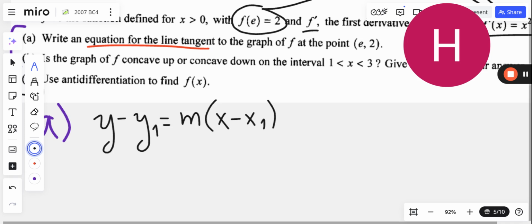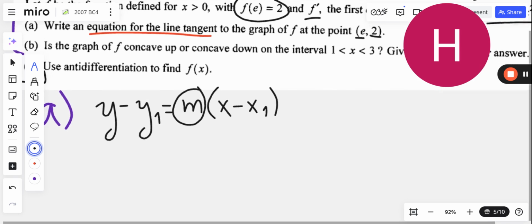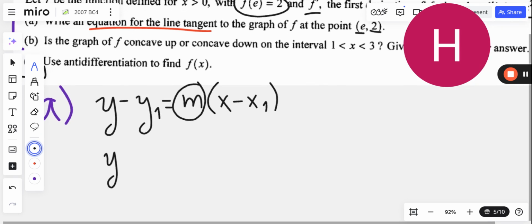The point-slope version requires three things. It requires an x value, a y value, and a derivative, which is the slope here, m. They've given us a point, e comma 2. So they gave us the x value and y value. So far we have the following equation: y minus 2 equals m times x minus e.